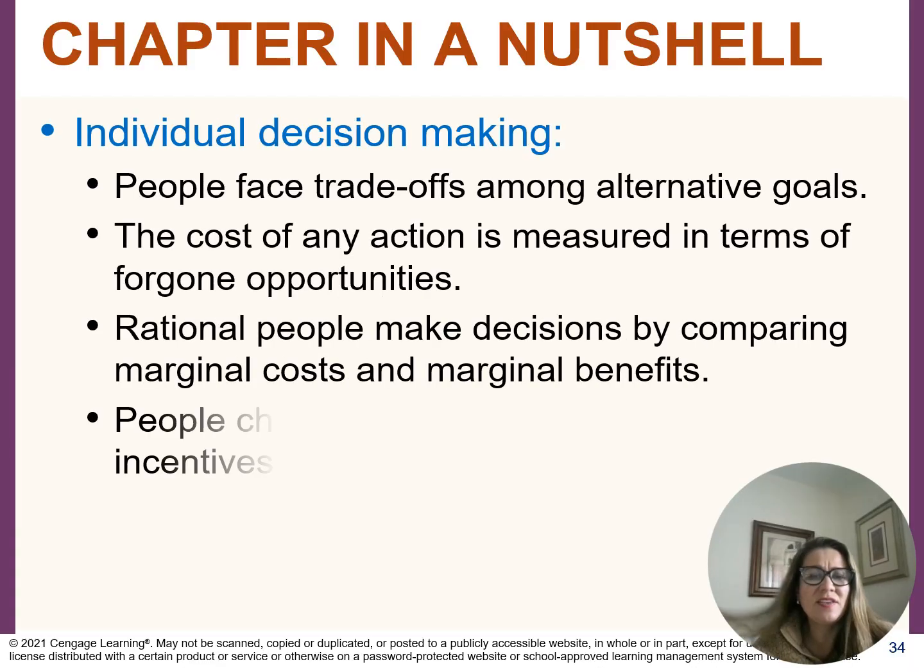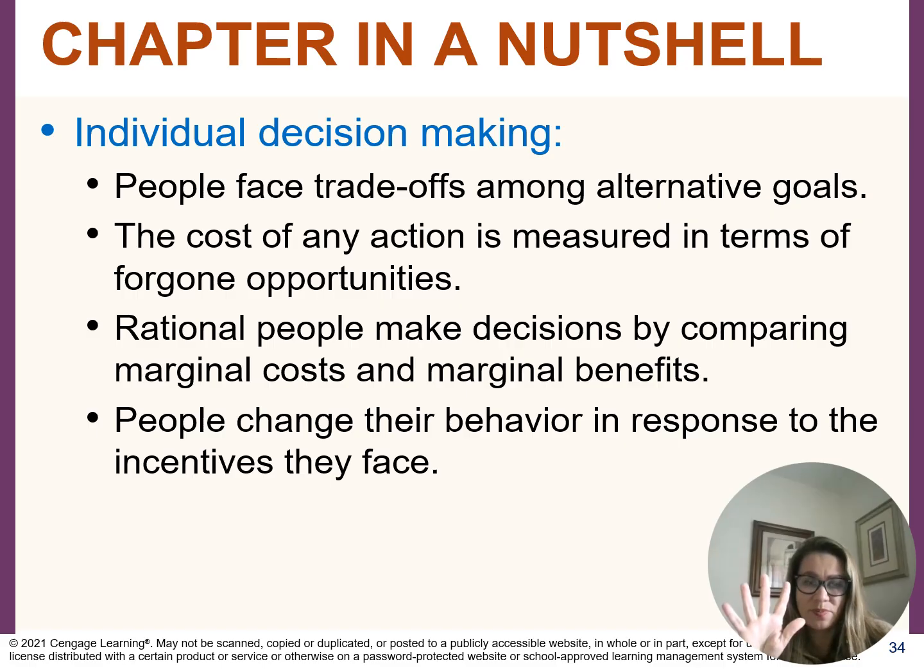In a nutshell, in this chapter, we cover 10 principles of economics. And these 10 principles of economics can be divided in three categories. Okay, so category number one, that has to do with microeconomics, is how individuals make decisions. So the principles covered were people face trade offs among alternative goods, the cost of an action is measured in terms of foregone opportunities, that describes opportunity cost. Rational people think at the margin, and then people change their behavior in response to incentives they face.